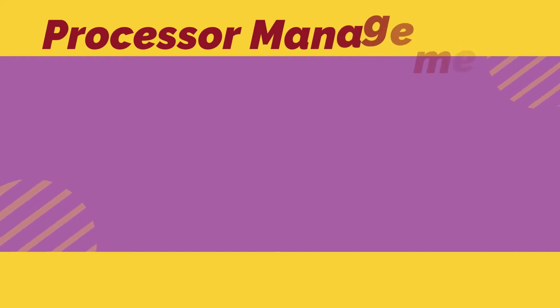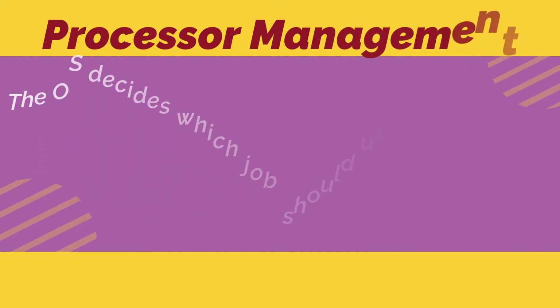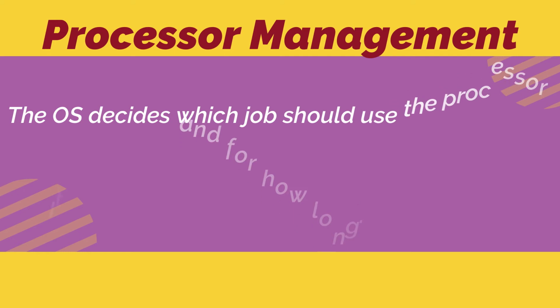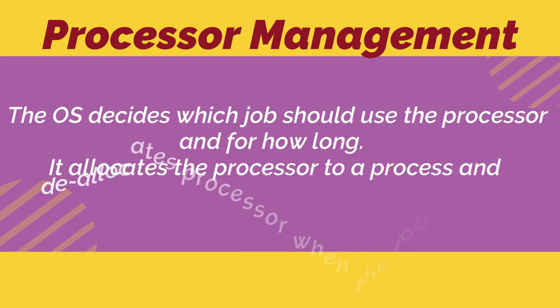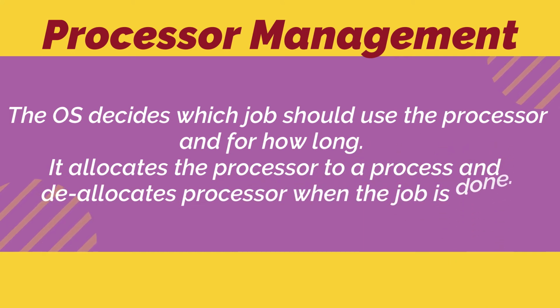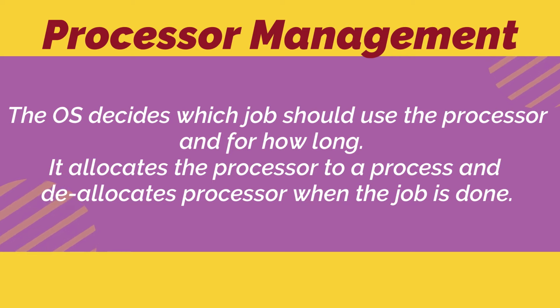The operating system decides which job the processor should use and how and for how long. It allocates the processor to a process and then deallocates the processor when the job is done. So it tells the processor how to work, for how much time to work, and when the work is done, it tells the processor to leave it now.